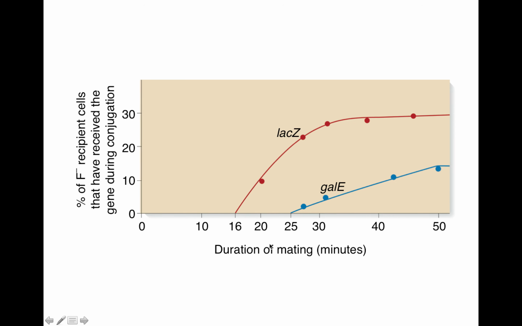This is the type of data that you would obtain for their interrupted mating experiment. This is the duration of mating in minutes along the x-axis, and along the y-axis, you have the percentage of F- recipient cells that have received the gene during conjugation. The most important aspect of this particular type of graph is the time at which you see the first appearance of cells with that particular genotype or phenotype.